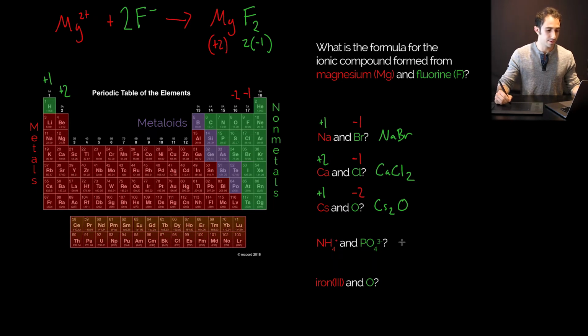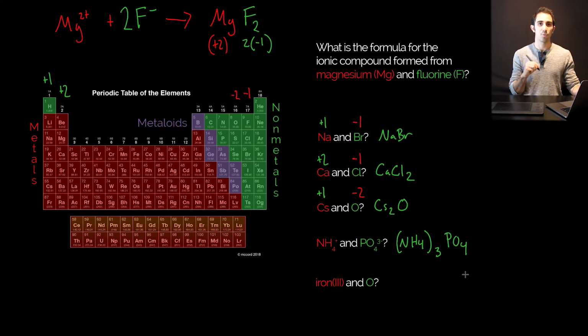The way I'm going to balance it is I want to make sure my positive charge is equal to my negative charge. So I'm going to add 3 of these and then 1 of my PO4. That gets me ammonium phosphate.